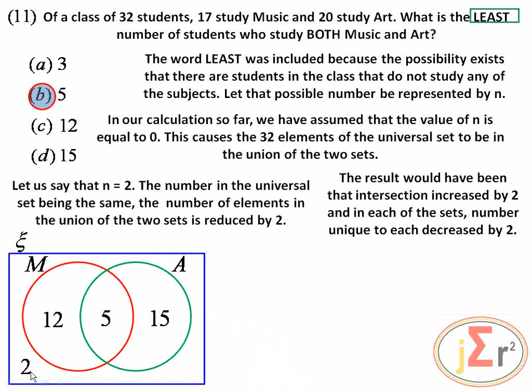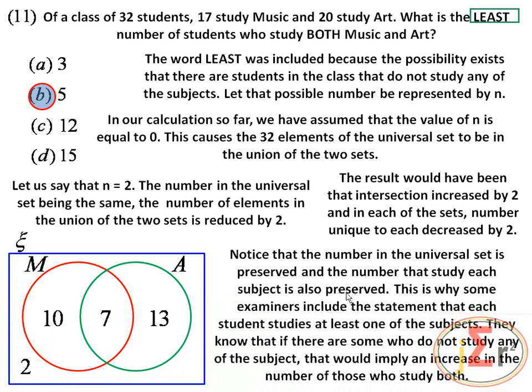So if n is equal to 2, what will happen here? This one will increase by 2, and each of these will decrease by 2, as we have it right there. Notice that the number in the universal set is preserved, and the number that study each subject is also preserved. Notice that we have 10 plus 7, 17. 7 plus 13, 20. And if we add all of these, we get 7 plus 13 is 20, plus 10 is 30, plus 2 is 32. So the number present in the universal set is preserved.